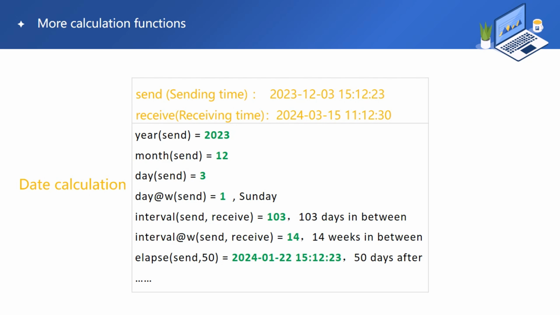SPL provides many related calculation functions for different types of data. Here are listed some calculations based on the send and receive date fields, to obtain the year, month, day, and day of the week, to calculate how many days and weeks there are between 2 dates, and to calculate the new date after a date.